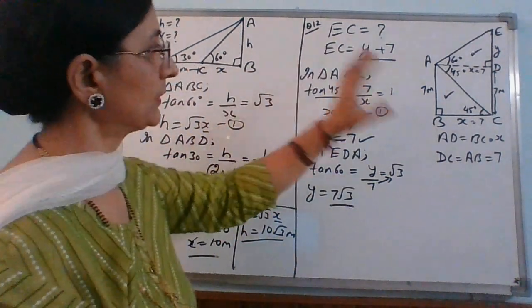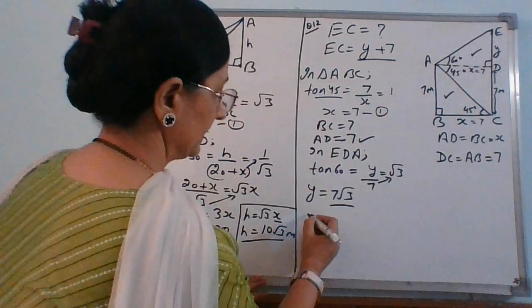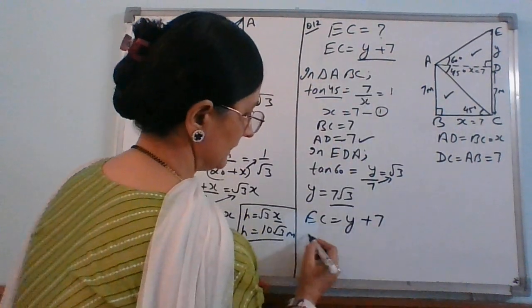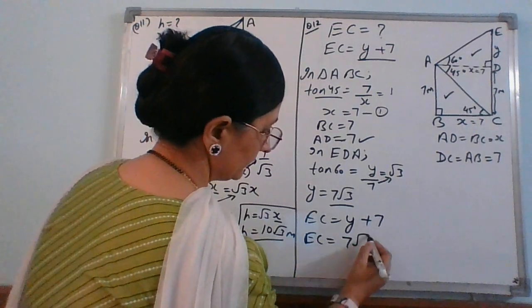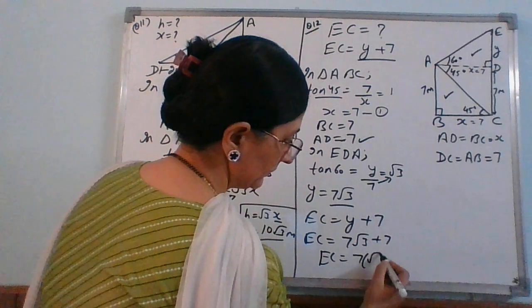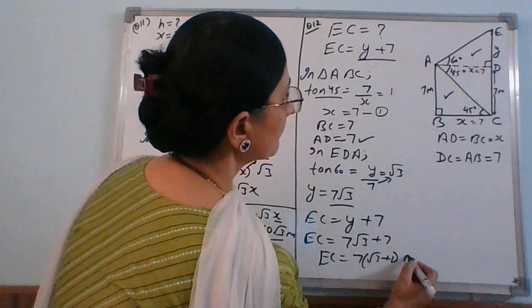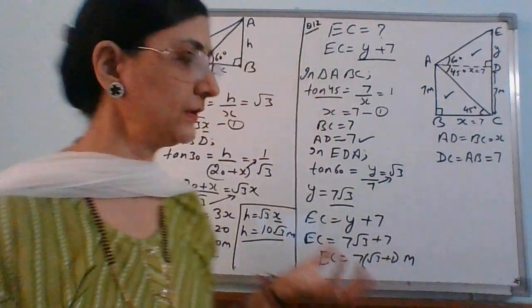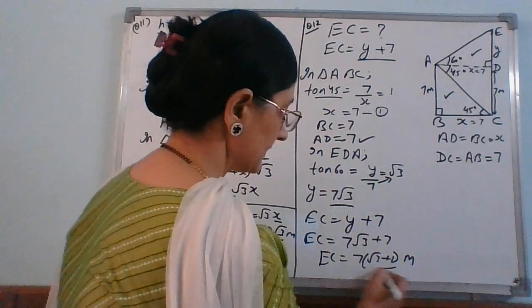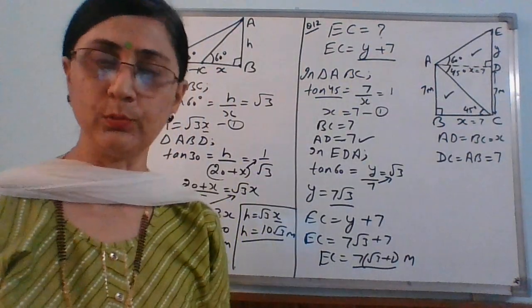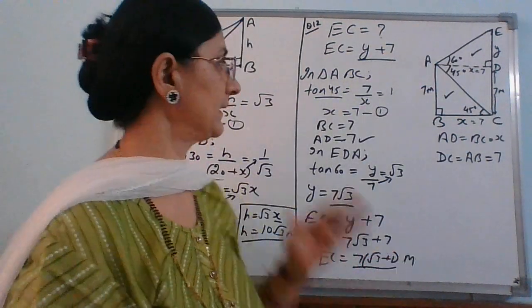सो यू आर सपोज टू फाइंड EC. EC आपने निकालना है. EC मैंने यहाँ बता दिया था कैसे बनेगा, y प्लस 7 से, y आपका आ गया 7√3 प्लस 7, सो EC आपका हो जाएगा 7 कॉमन ले लो, √3 प्लस 1 मीटर्स, राइट. हाँ मीटर्स लिखा है उन्होंने, अगर मीटर्स नहीं लिखा तो आप यूनिट्स लिख लो, राइट. So this is the answer of this height of the tower EC. I hope it's clear. Let me repeat this one again.